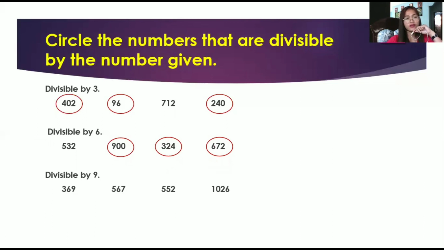Okay, down to divisible by 9. What are the numbers that are divisible by 9? We have 369. Next, 567. And the last one is 1,026. So again, the same rule as with 3: add all the numbers to see if it is divisible by 9.